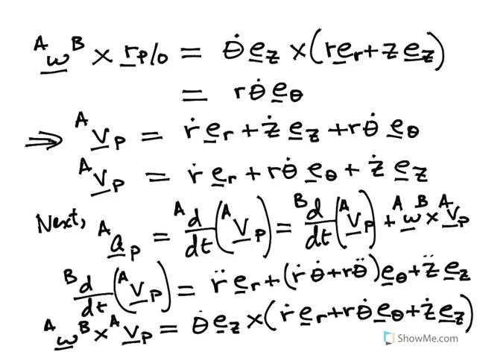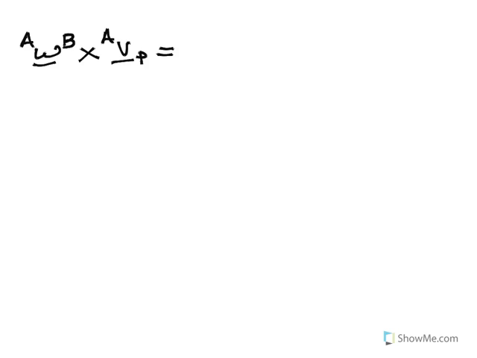So if I take this over to the next page, the angular velocity of B in A crossed with vPA is, well, we can just compute it now. Going back, ez crossed with er is e theta, and ez crossed with e theta is minus er. So I get r dot theta dot e theta minus r theta dot squared er.